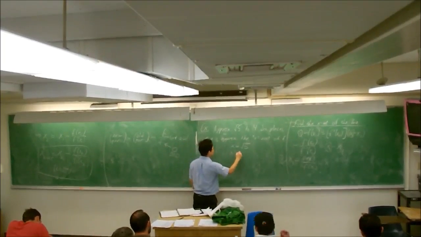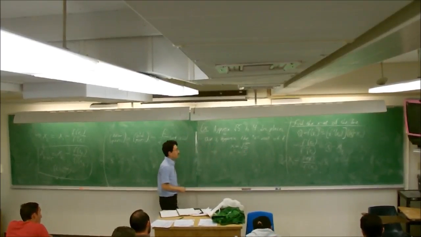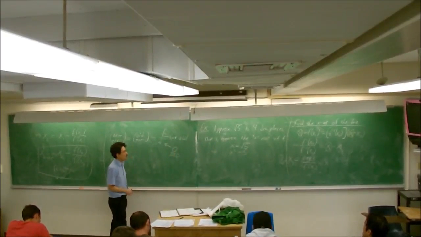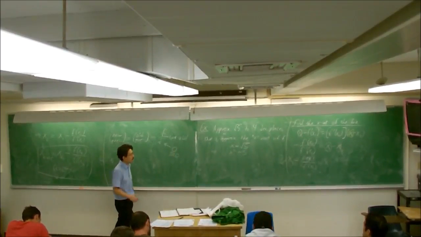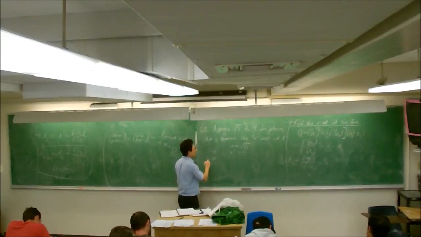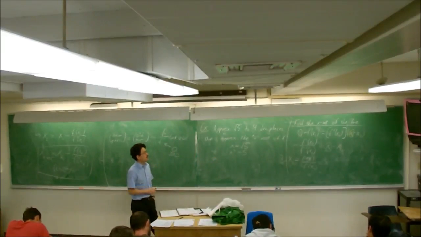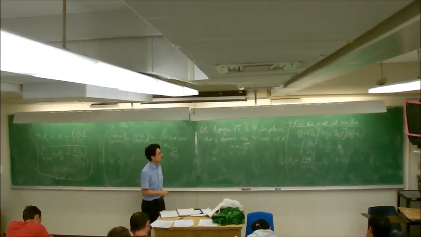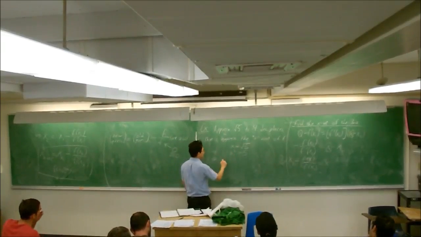Square both sides. X squared equals 5. There's no need to check. It's okay, we're picking up negative root 5. And then, how can I rewrite this equation so I get 0 on one side? Subtract 5.